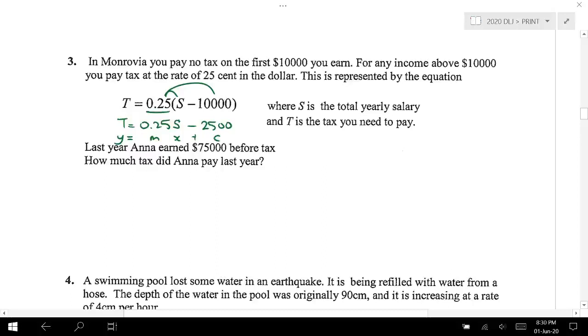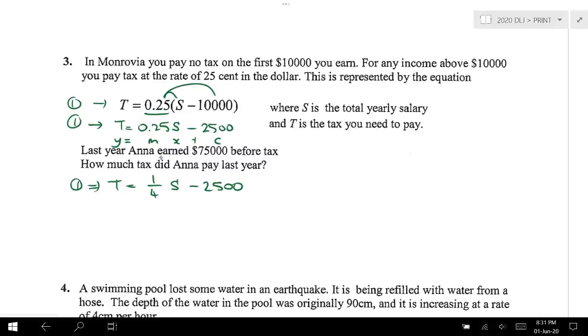Our gradient is 0.25. Another way of thinking about that is you could also have it as a fraction, so it could be a quarter s plus minus 2,500. That's another way of writing the same. So these are all equation 1, the same equation, just written differently.